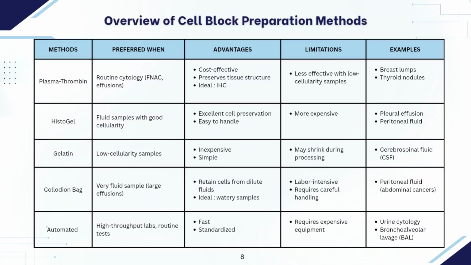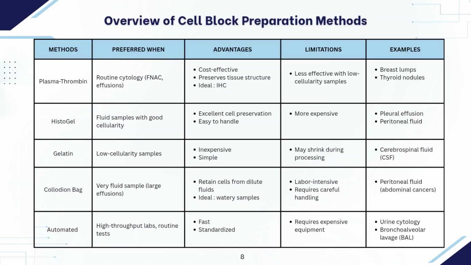The plasma thrombin method is commonly used for FNAC, effusions, and body fluids. It's cost-effective and helps preserve tissue structure, making it ideal for immunohistochemistry and molecular studies. However, it doesn't work well with low cellularity samples, where there are fewer cells to form a clot. For example, it's often used for breast lumps or thyroid nodules collected via FNAC.